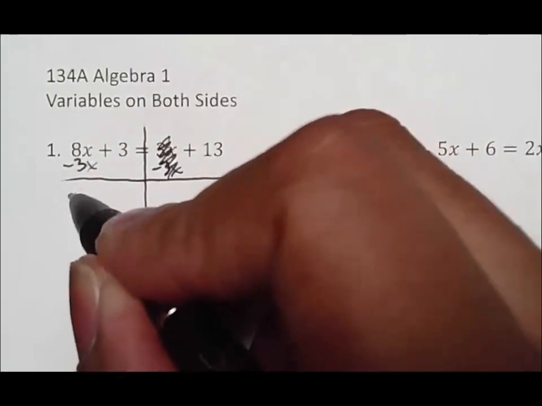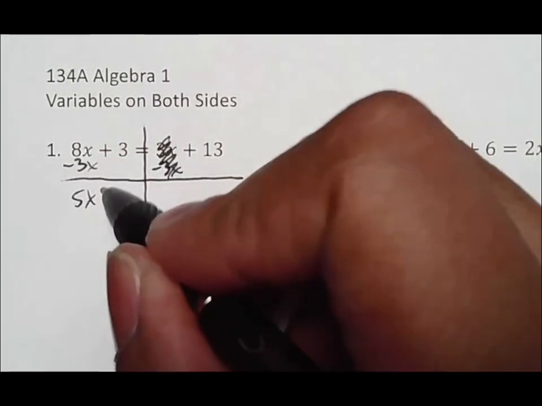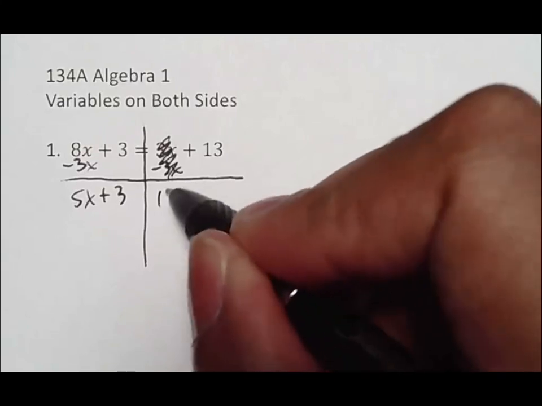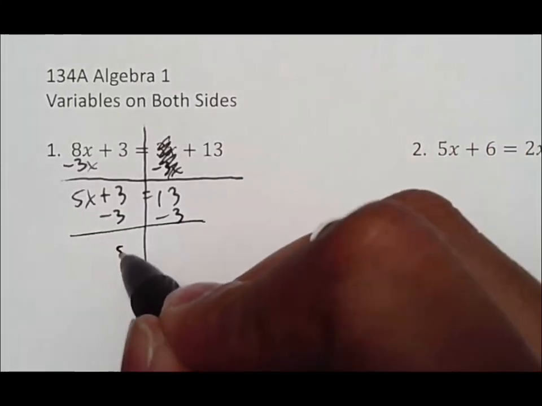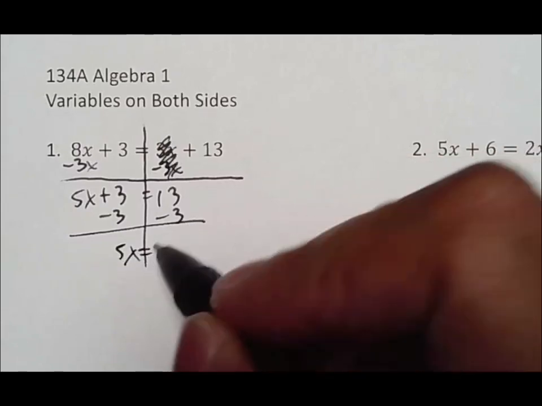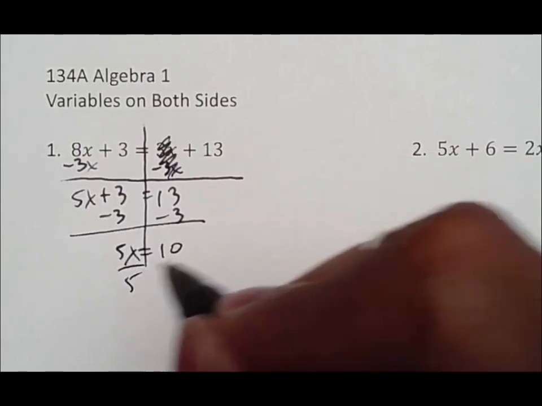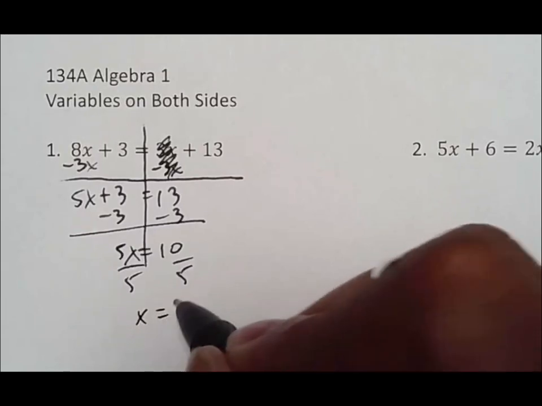From there, 8 minus 3 is 5. Bring down the x with it. Bring down the plus 3. Bring down your 13. And it's a basic problem after that you already know how to do, and I know that because the only reason you're here is because you did do the two-step equation. You just weren't good at this portion of it.